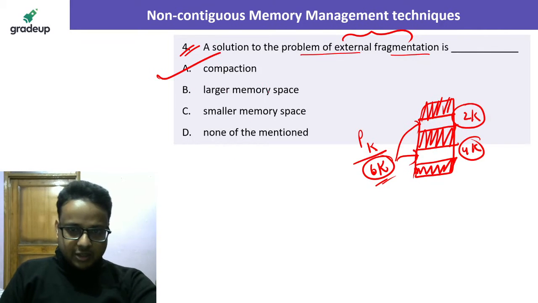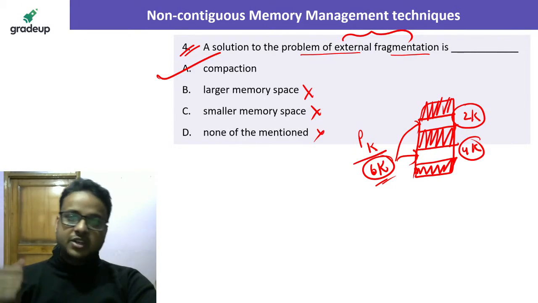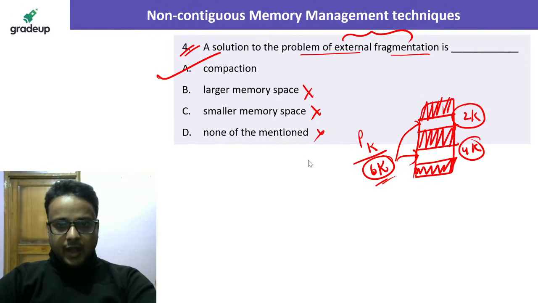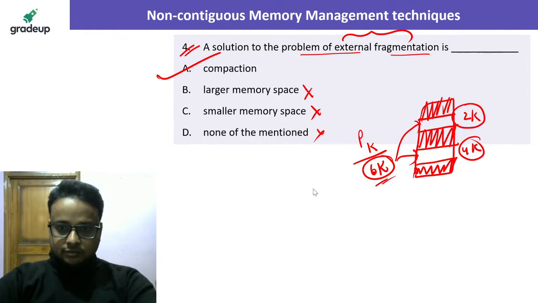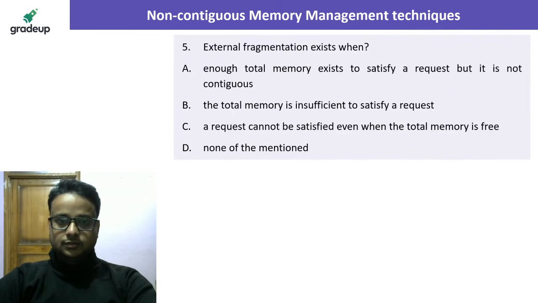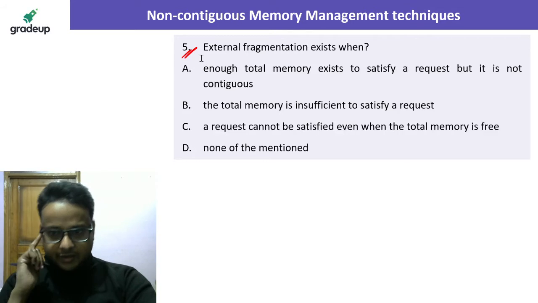So for removing external fragmentation, the technique is compaction. Larger memory space, no. Smaller, no. None. So the answer of this question will be compaction. Basically, compaction is the solution to external fragmentation. I hope question number 4 is also clear, so that we can go ahead with question number 5. Here is question number 5. Can you tell me the answer?